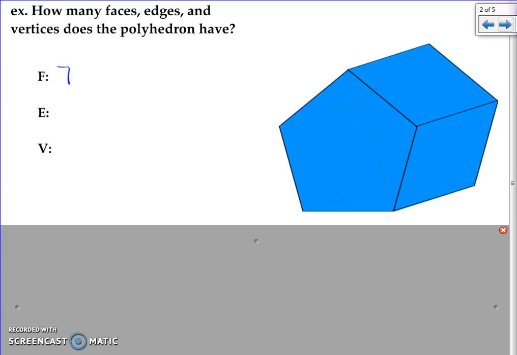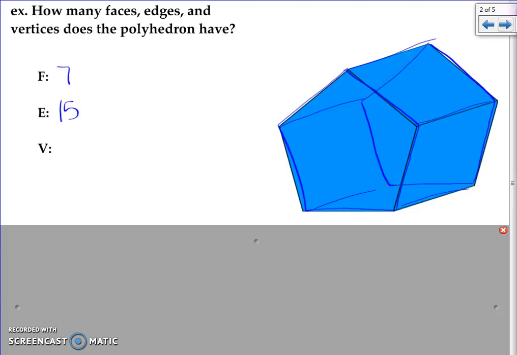How many edges do you count? How many lines? What's your guess? 15. Other guesses? 16? 17? I only got 15. So the best way to do this is to come up with some sort of organized way to do it to make sure you don't forget any. So you would maybe start with the front. Okay, so we got five there. We also have five on the back. There's 10 so far. And then we just have the lines that connect in between. So that's a total of 15.